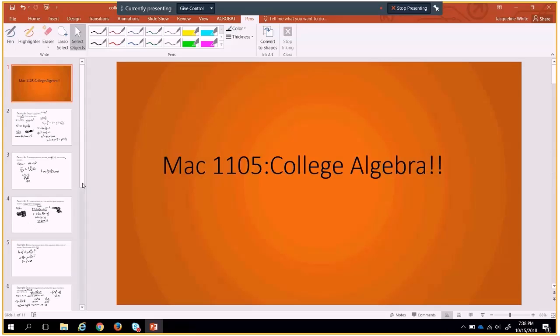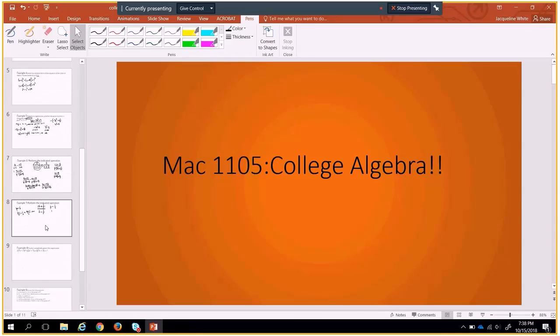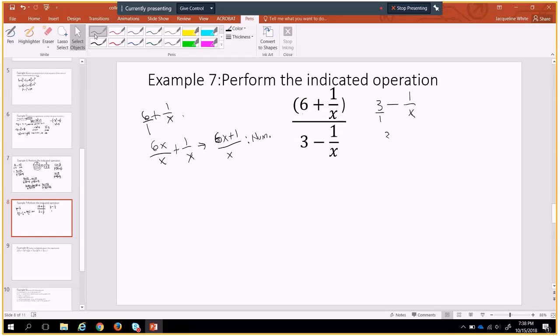We can move on to 3x over x minus 1 over x. Remember, they have the same denominator. So what can we do? We can combine the numerators now as 3x minus 1 all over x. And that is now our denominator.